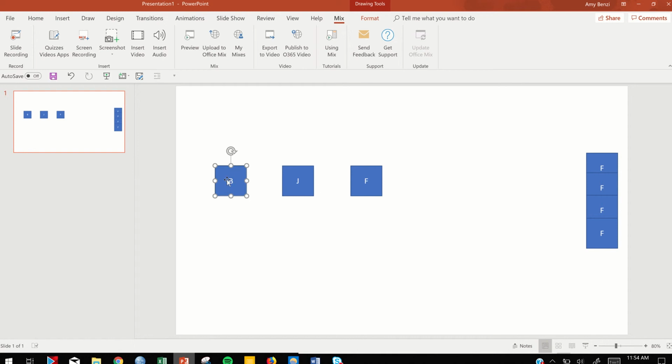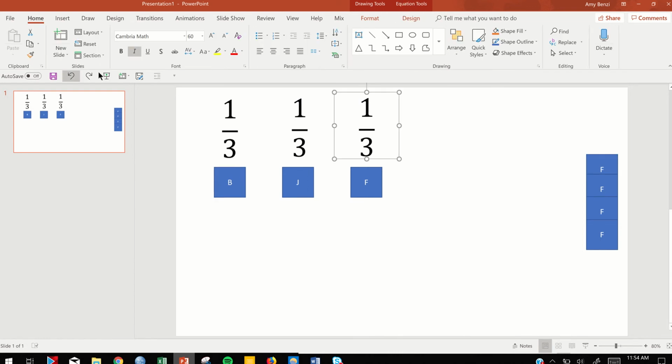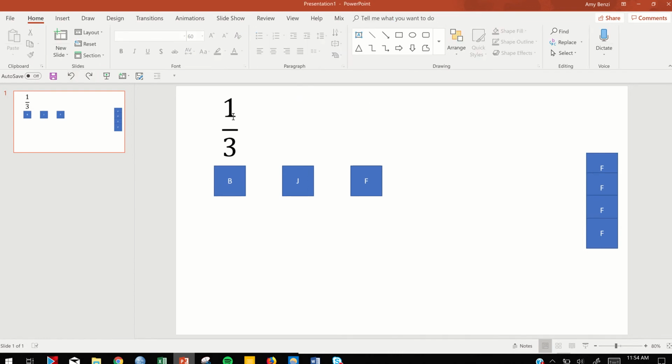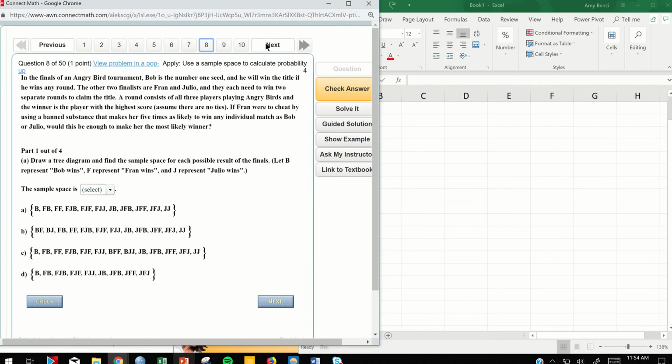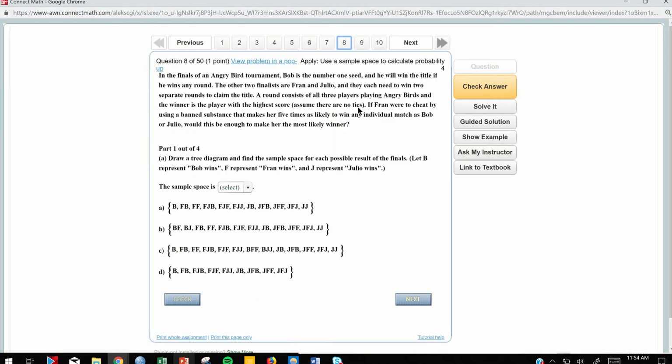So Bob only needs to roll the highest one time. So what does that mean? That means Bob has 1/3 of a chance of winning. Julio has 1/3 of a chance of winning, and Fran has 1/3 of a chance of winning if it's just whoever rolls the highest die. So just think about it like that for a second. That would be if they were each equally likely to win.